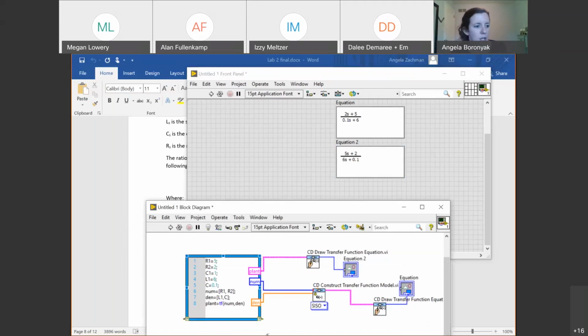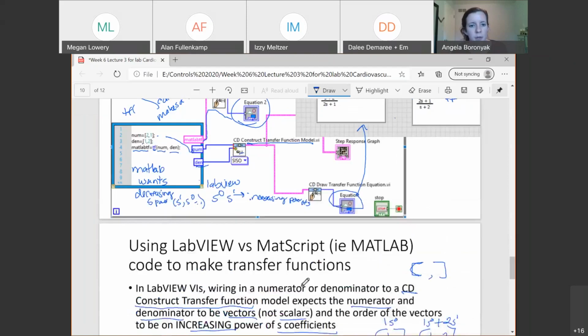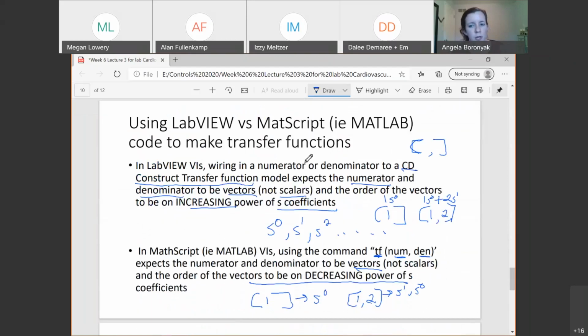Okay, and I tried to explain that in those slides, so I'll go back to that. In LabVIEW, if you're making a transfer function with numerator and denominator, and you use that CD construct transfer function, like we kind of have been using, it wants the order of those vectors to be increasing power of S coefficients. So you start with the S to the 0 coefficient, then the S to the 1, then S to the 2. So if you want to do that, you can use the LabVIEW icon construct transfer function.